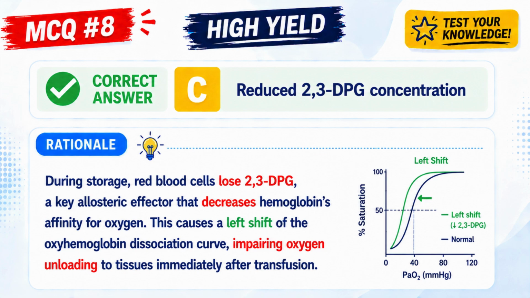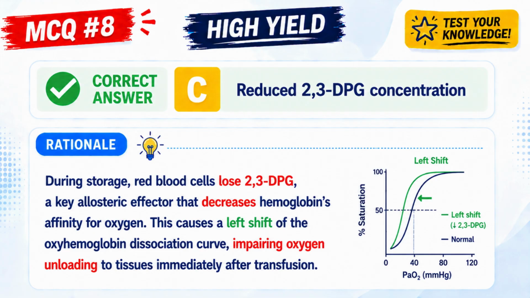Here's why. Red blood cells are stored in refrigerated preservative solution. Cold storage dramatically slows glycolytic activity in the red cells. 2,3-DPG is produced by the glycolytic pathway. When glycolysis slows, 2,3-DPG production slows. Levels begin declining within the first week of storage. By 2 to 3 weeks, 2,3-DPG may be less than 10% of normal.